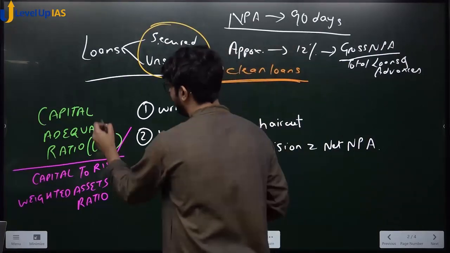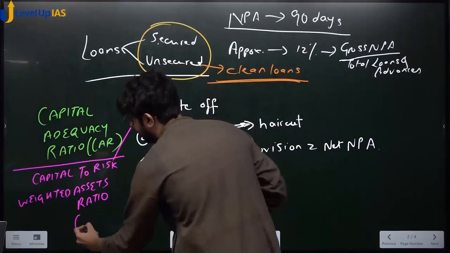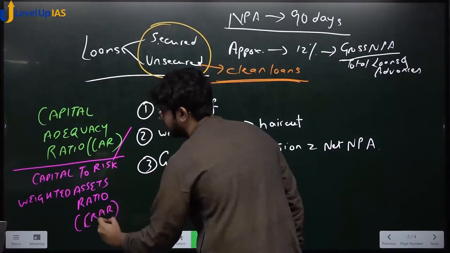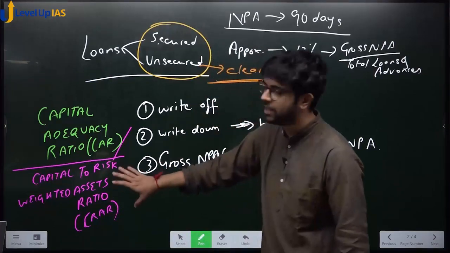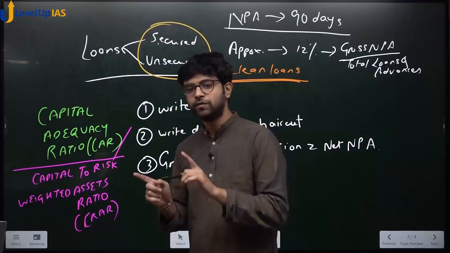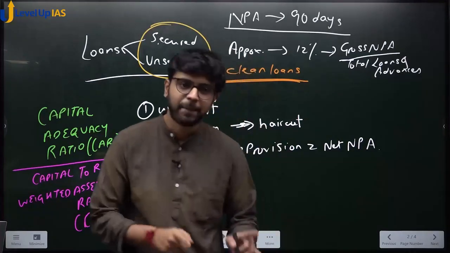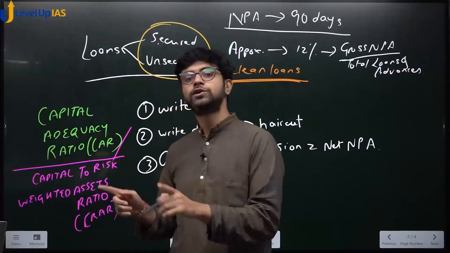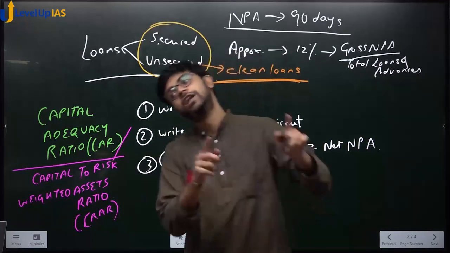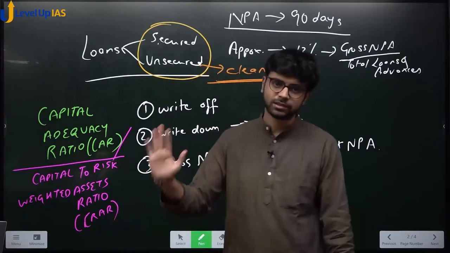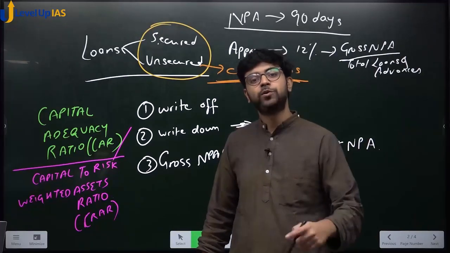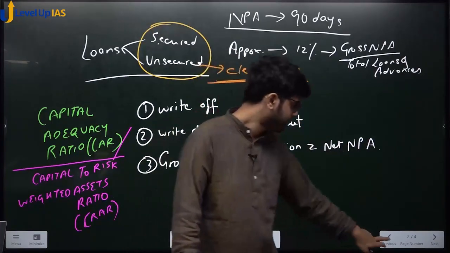This is called as CAR. I have written it down, CAR. This is called as CRAR, capital to risk weighted asset ratio. Ye samjha kya? That is my question. What does it show? It shows the proportion of capital which has to be kept in the bank by the owners, depending on the proportion of loans and advances, depending on the proportion of assets, depending on the proportion of risk weighted assets, depending on the risk. Samjha? Okay. So this is one more ratio which has to be kept in the bank.